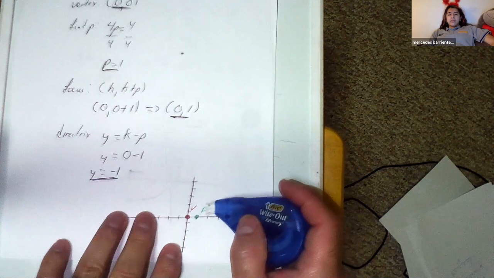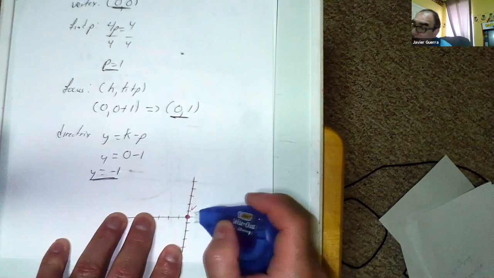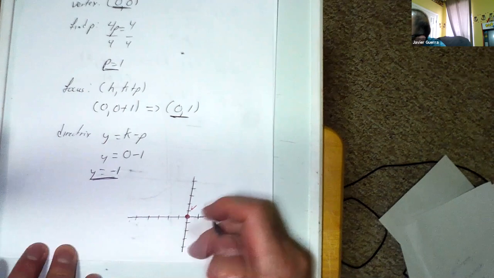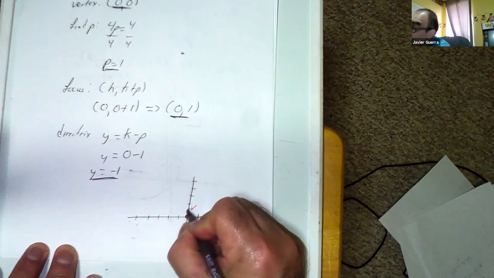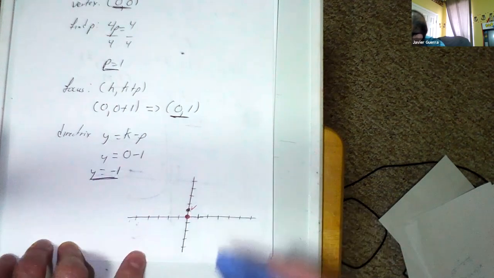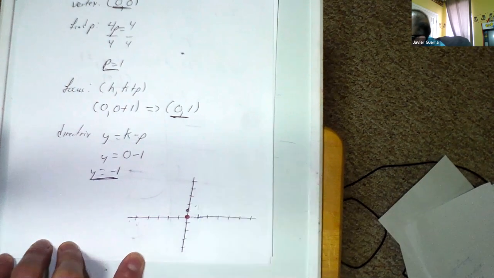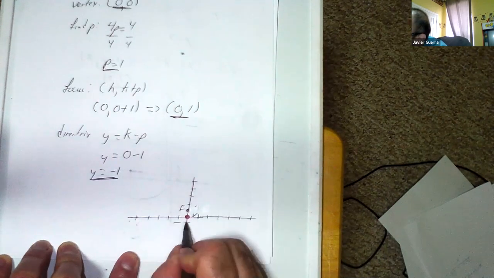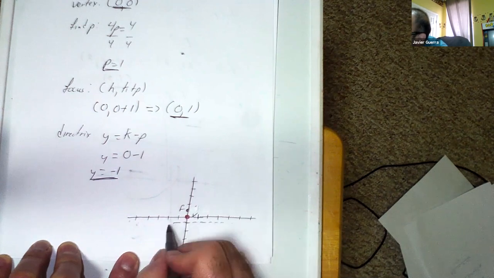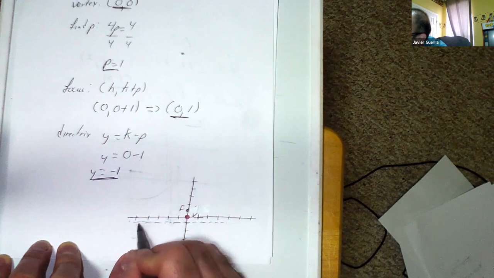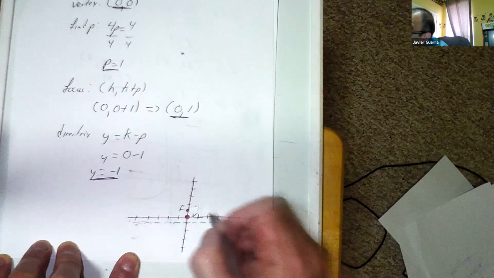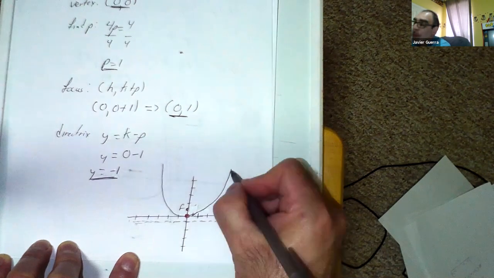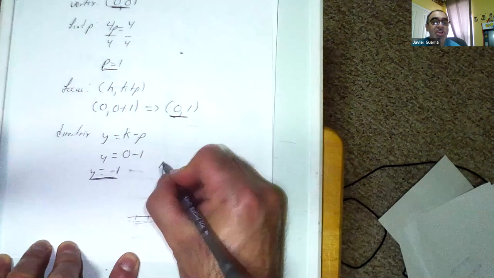You put it beside it, but it should be above it. Aha, good job. Yeah, 0, 1 should be right there. Okay, F, V, there you go. So that should be negative 1. Okay, there you go, there's your, and then your parabola should go like that. There we go. There it is.